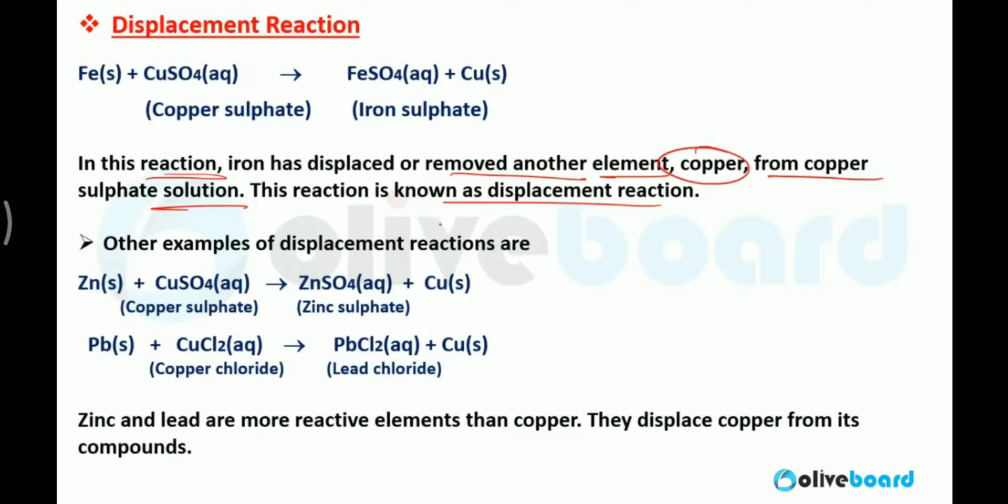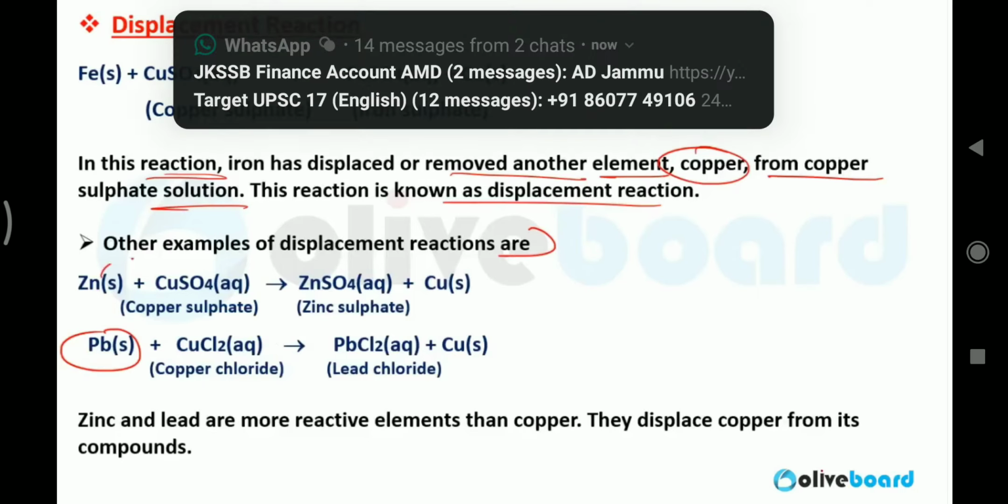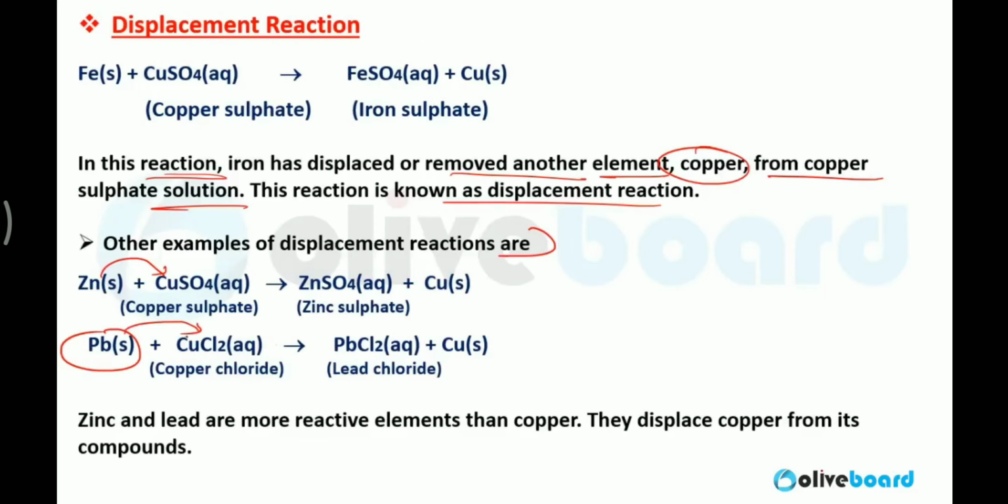This reaction is known as displacement reaction. Other examples of displacement reaction are zinc in solid form, and lead, also in solid form. When you add them to copper sulfate solution, they displace the copper from that copper sulfate solution or copper chloride solution. In the example of lead, we have taken copper chloride as the aqueous solution.